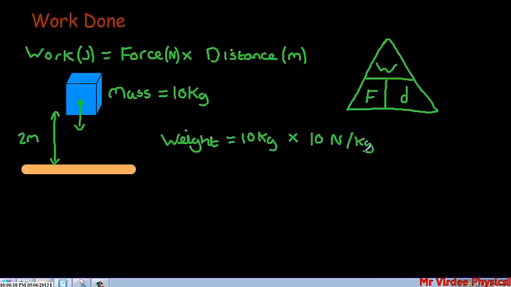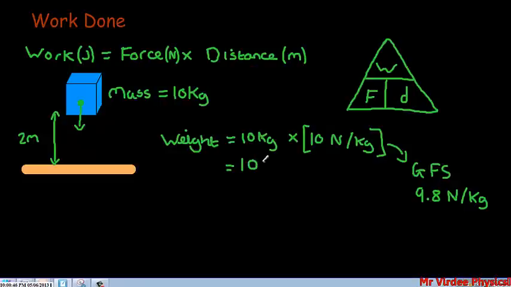Now in your actual exam they will specify what they want to use for the gravitational field strength. Usually it's either 10 or 9.8. Sometimes they use 9.8 newtons per kilogram, but for simplicity, for me doing it in my head, I use 10. So the weight here is going to be simply 10 times 10, which is 100 newtons.